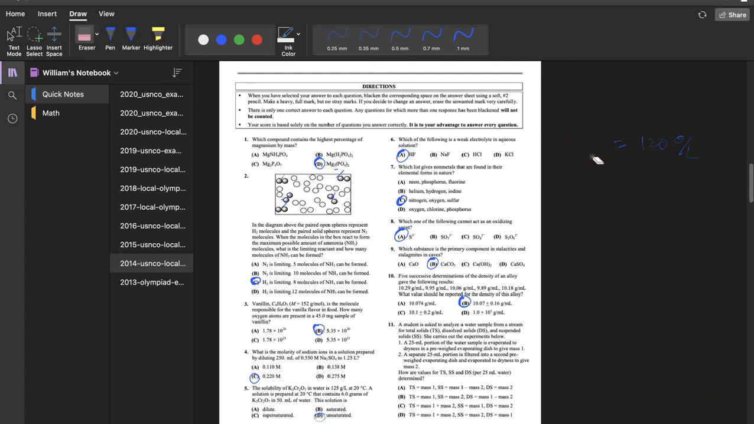If it was 125 exactly, then it would be saturated. If it was more, then it'd be supersaturated. Dilute's just not something that you would choose.